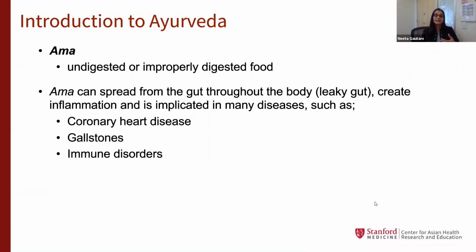Ama is food that is undigested or improperly digested. This is another waste, food that's not been used appropriately by the body. And the challenge with ama is that it doesn't stay in the gut. It can spread from the gut throughout the body and cause a number of conditions such as heart disease, gallstones, or autoimmune disorders.